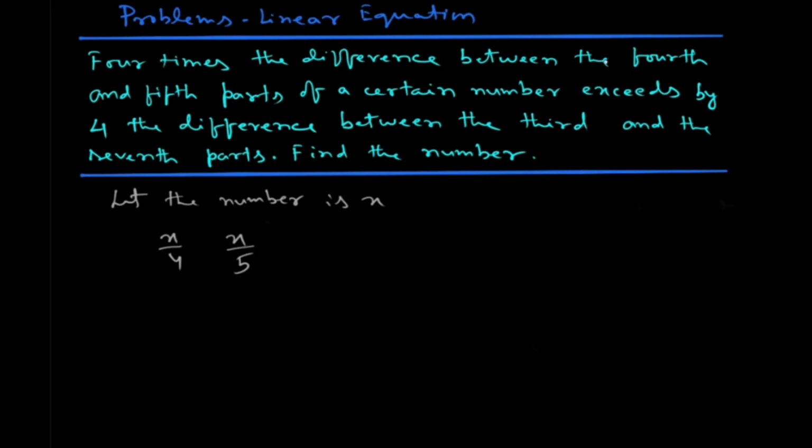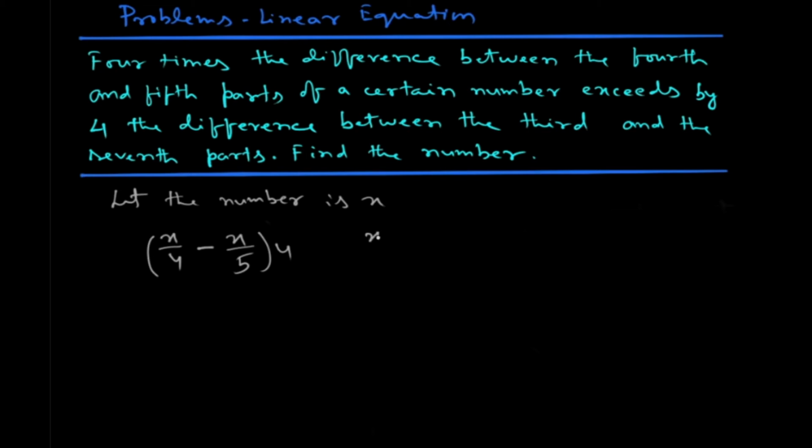Now the difference between the fourth and fifth parts of the number, so this is the difference between these two numbers, and x by 4 is larger than x by 5. So this is the difference, and it's 4 times the difference. 4 times the difference is multiplied with 4. So this number exceeds by 4. Exceeds by 4. To whom it exceeds? The difference between the third and the seventh part.